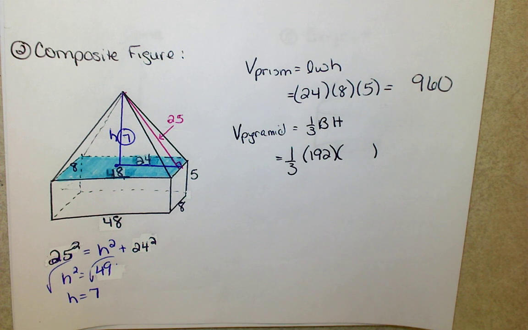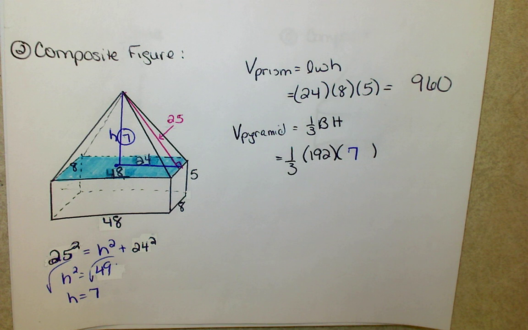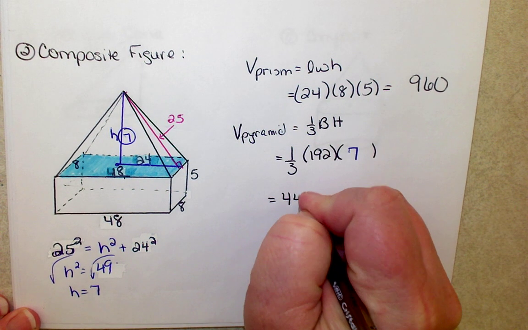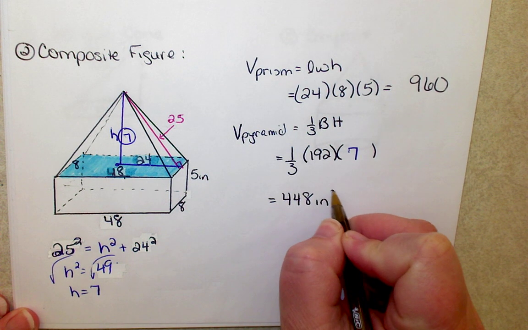All right, now, for those of you who are here in person, you know that we had a different example, and that's perfectly fine. All right, so let's see. We've got 192 times 7, and we'll divide that by 3. And we get our volume is 448. And let's do inches here. So inches cubed.